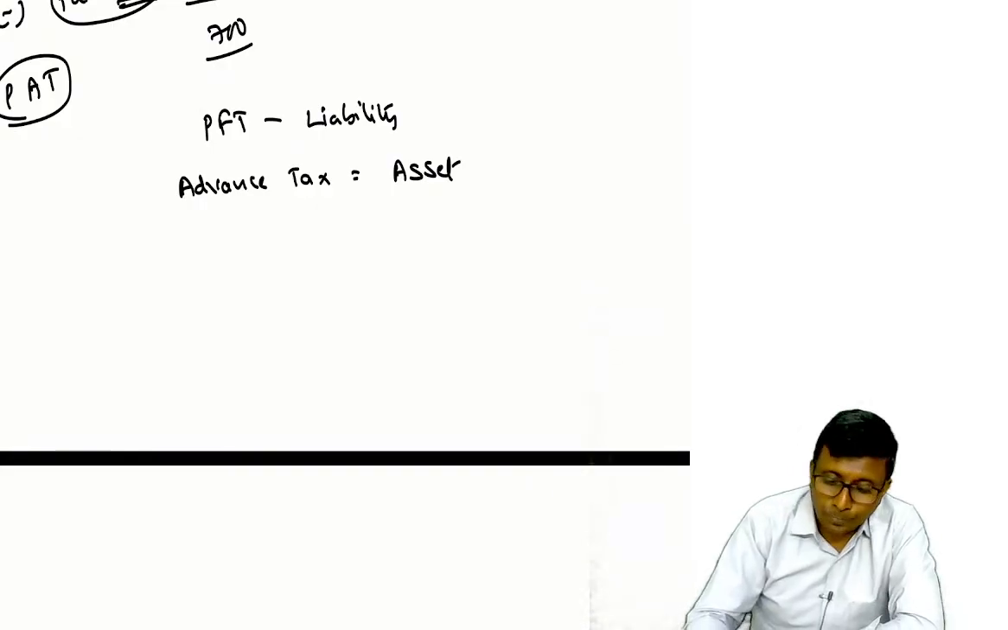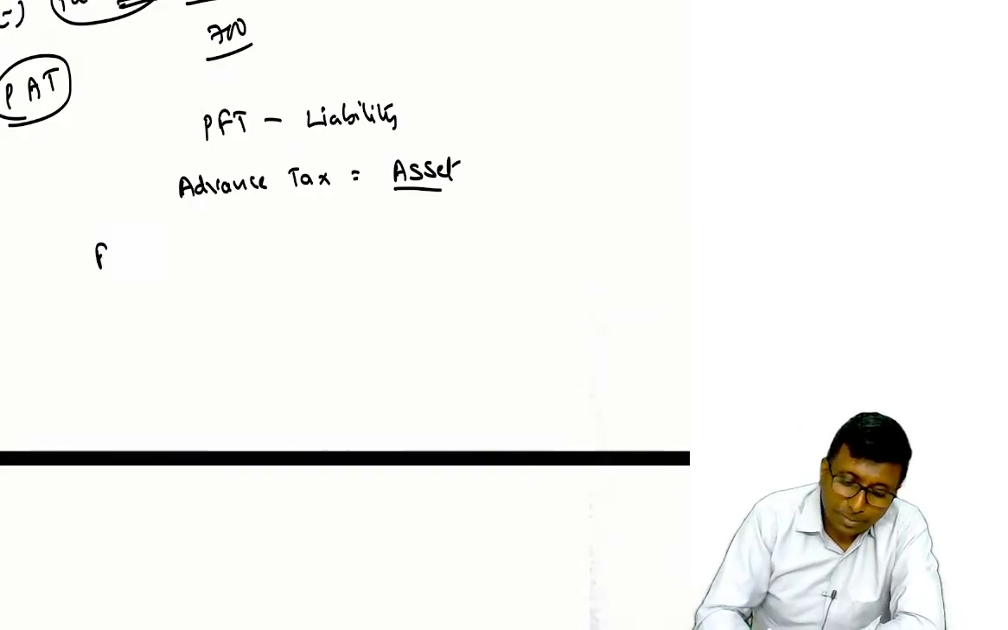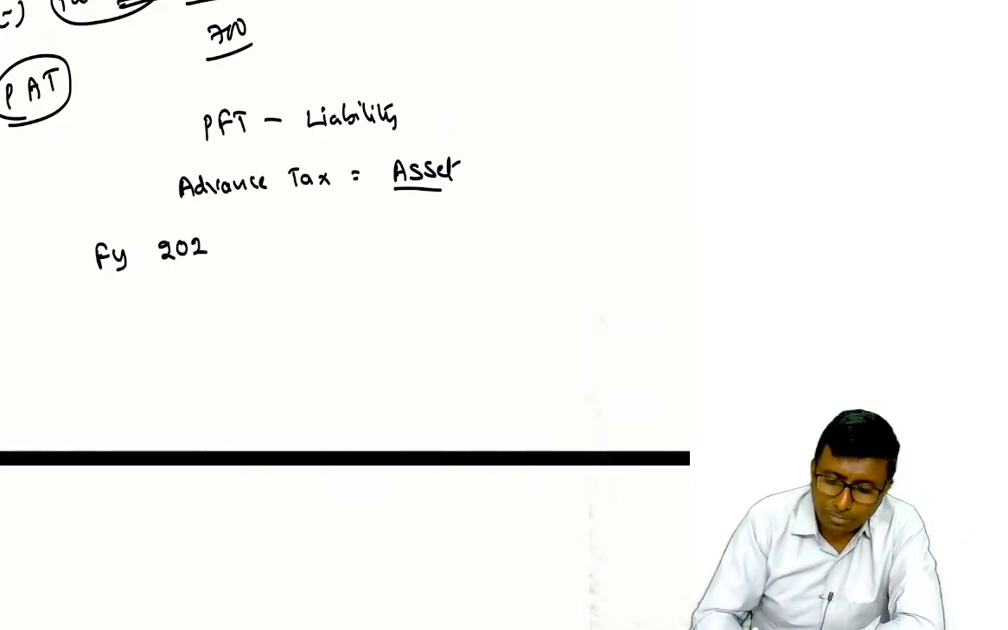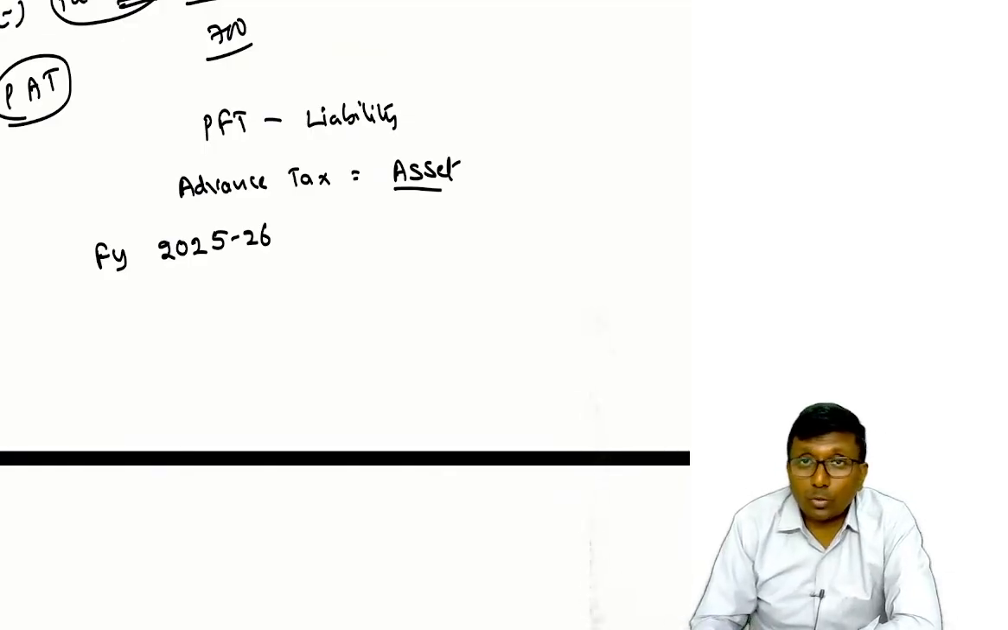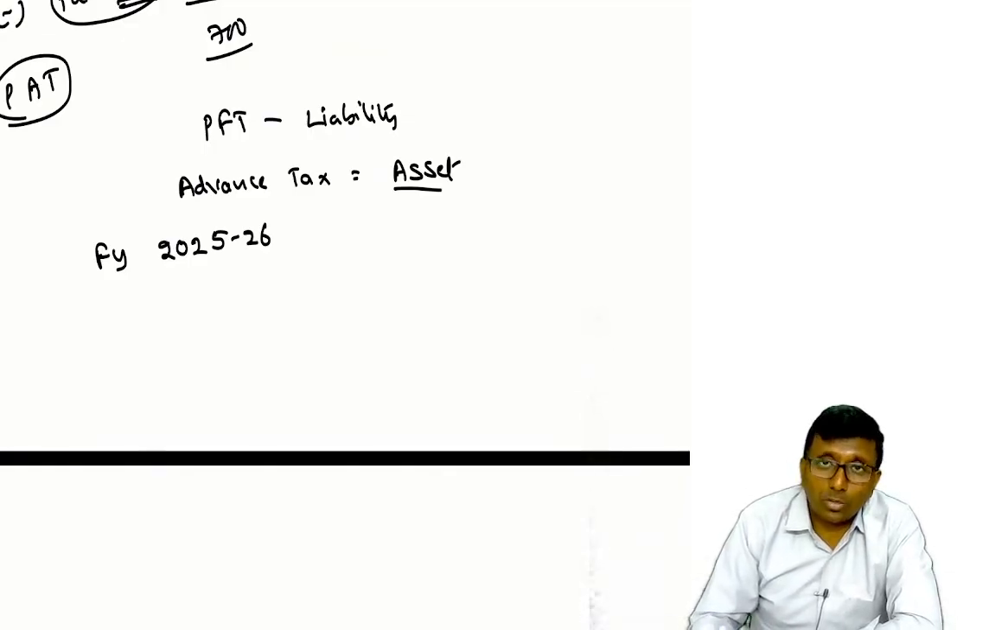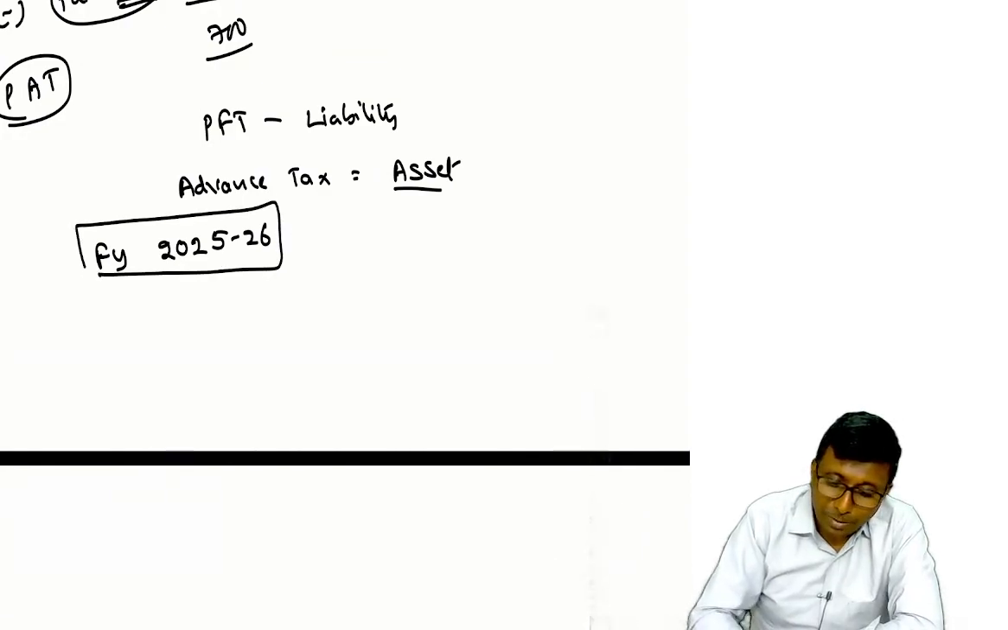I'll tell you. See, this is my financial year. Which is my financial year? Something like 25-26, 26-27. Okay. What you need to know practically. Practically what you need to know. Right. When do you make a payment of tax?